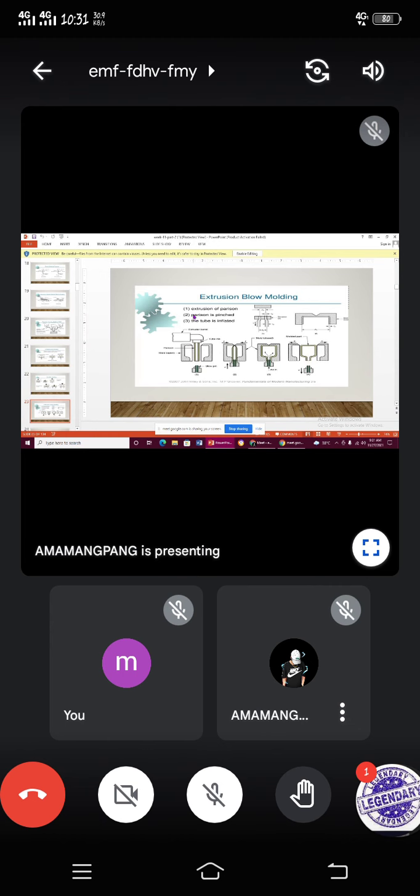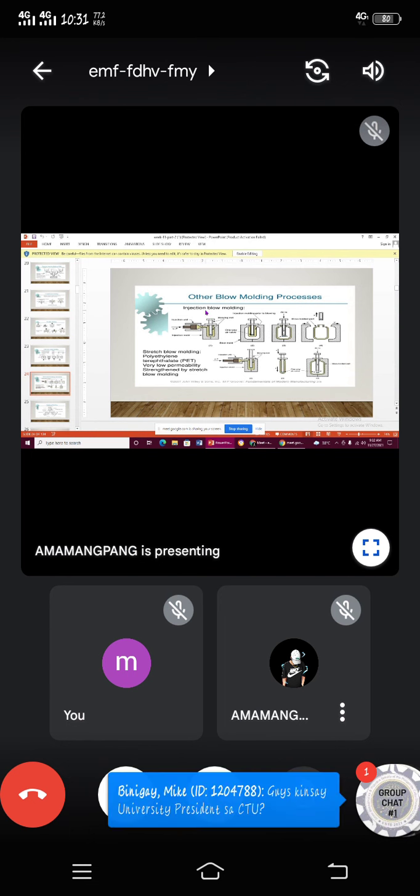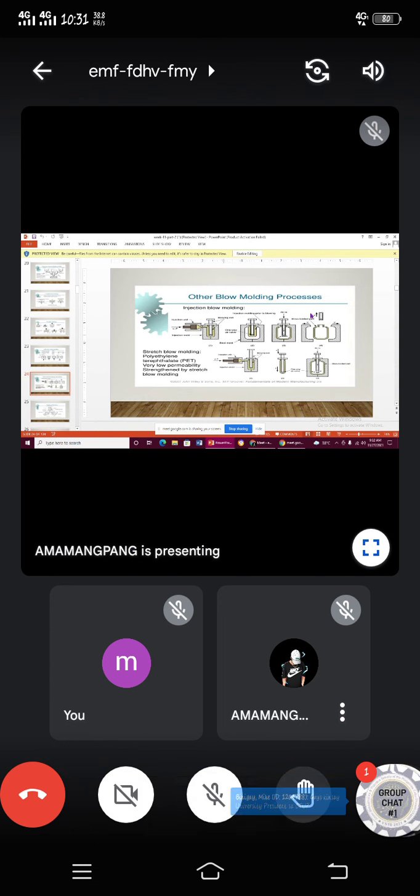Number one is the extrusion of the parison. Number two is the pinch of the tube. Number three is the tube inflated. So this is the picture and this diagram. Next is the diagram of other blow molding processes. So injection blow molding. So this is the picture.